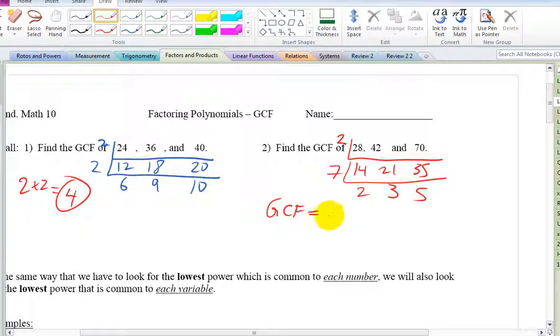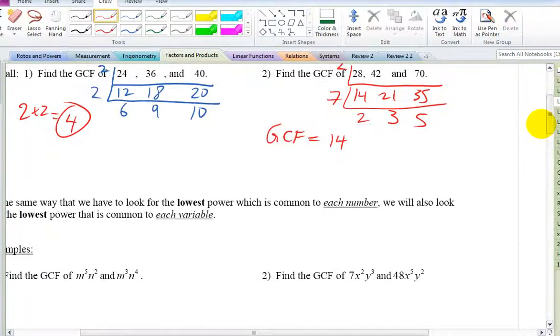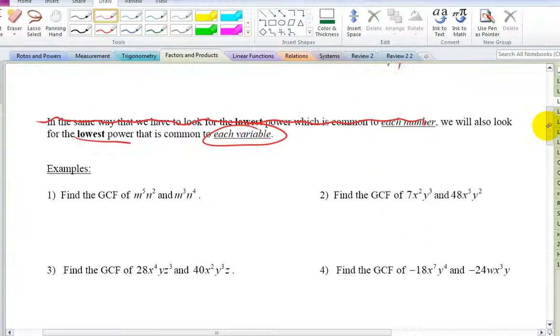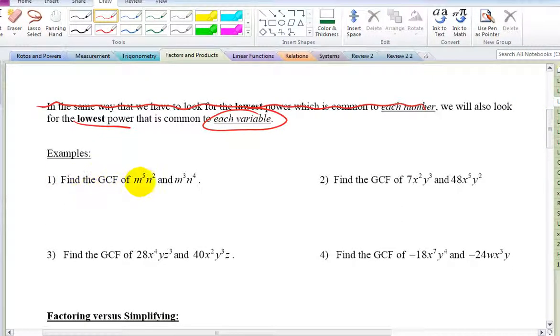What does it equal? 14. Okay. So, what this says here, just scratch that part out. That's a little bit weird. I don't really teach it that way anymore. So we want to look for each variable that's in both of them and the lowest power. So what I mean by that is here we have m^5, n^2, m^3, n^4.